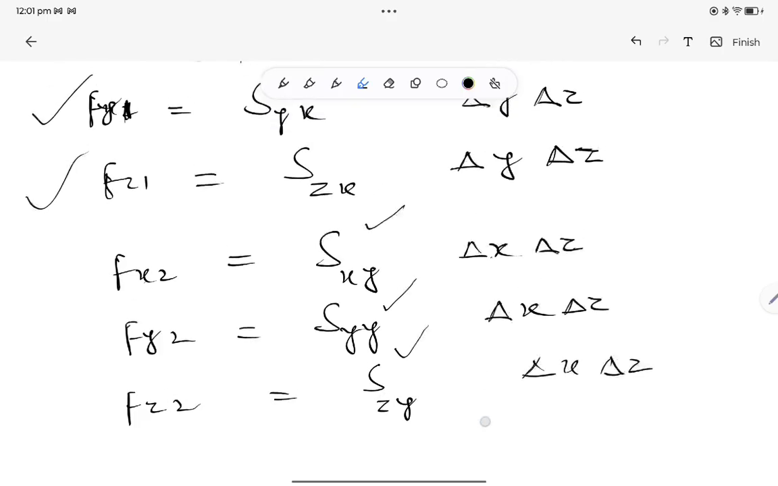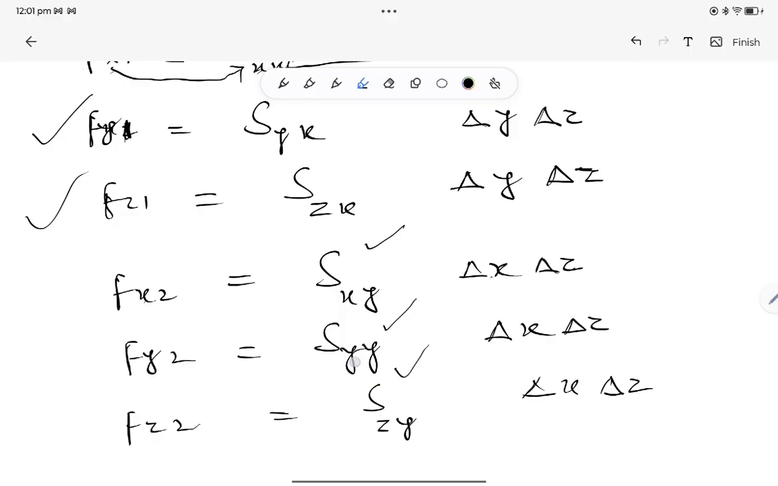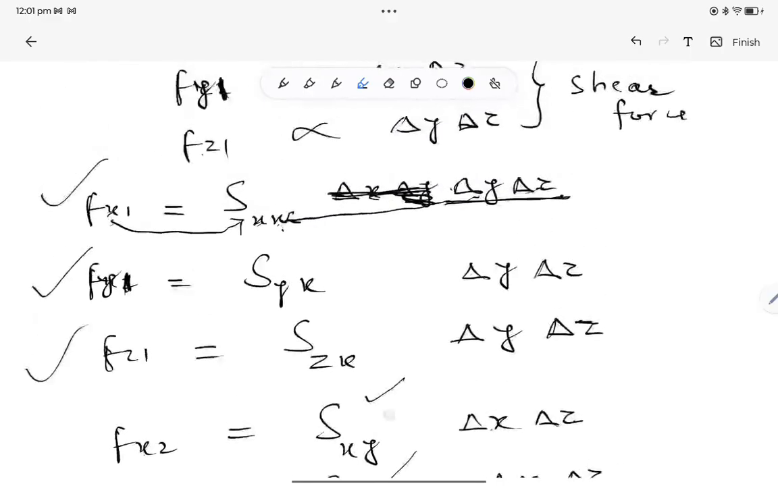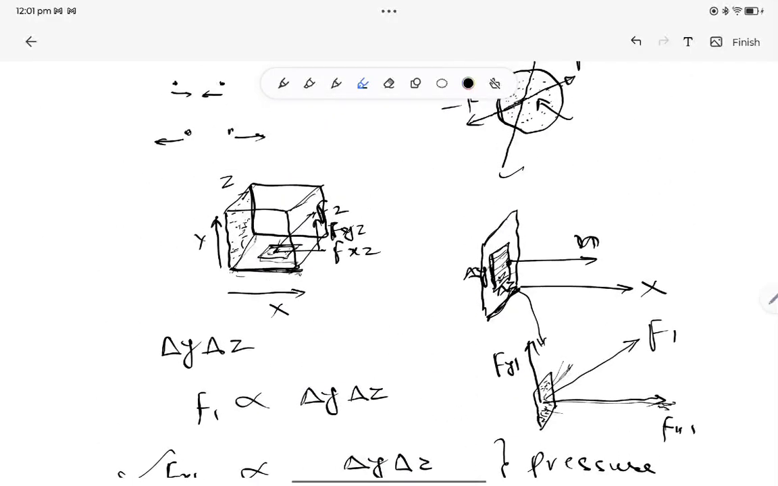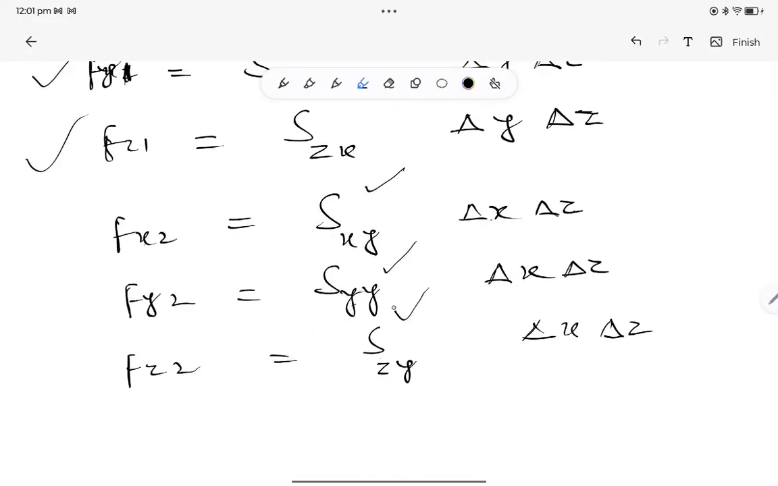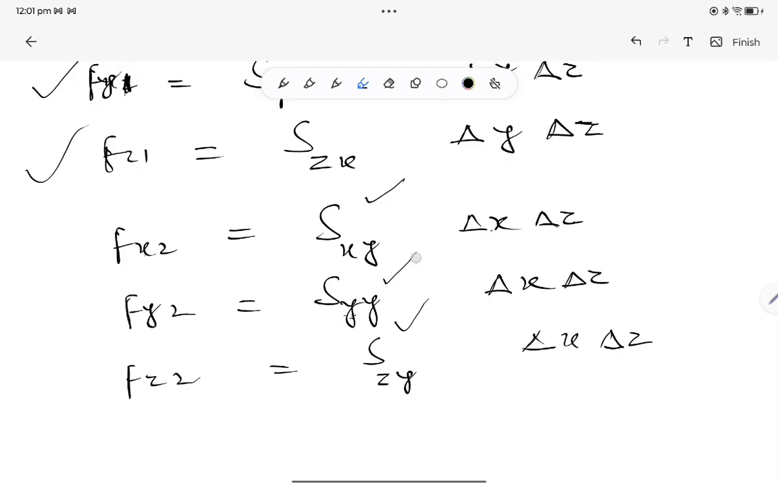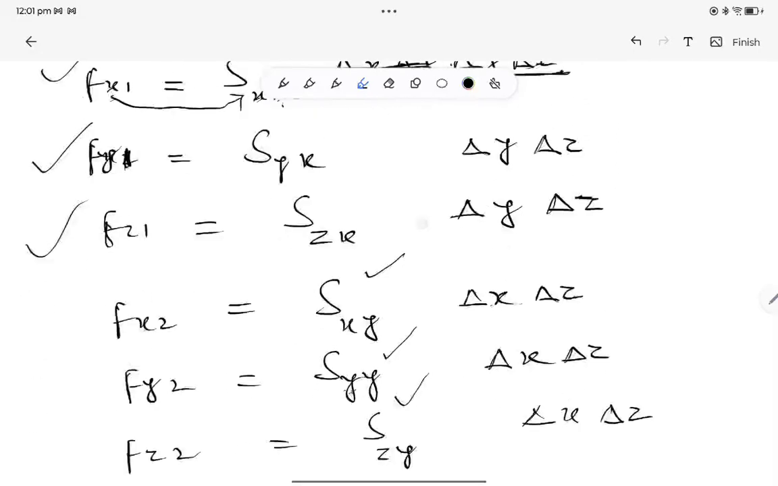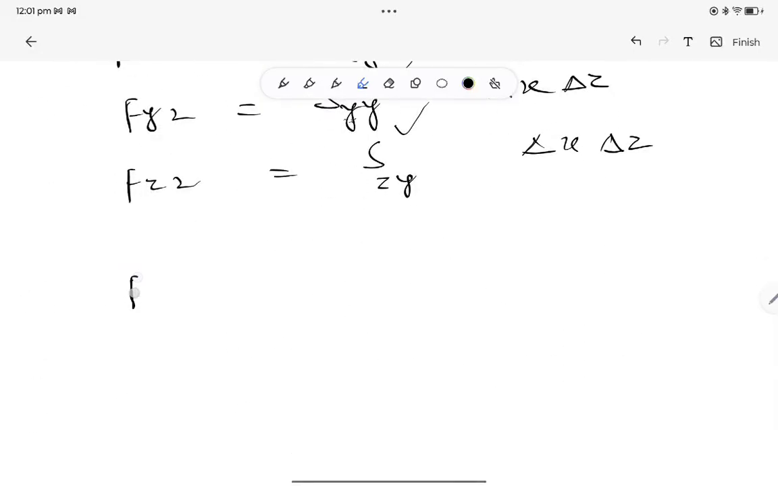Once again, among them Fy2 is the only one which is normal to the area. You can check it here. Fy2 is normal to the area because it is like this. The other two are shear forces. Remember please, the normal part has both indices the same.